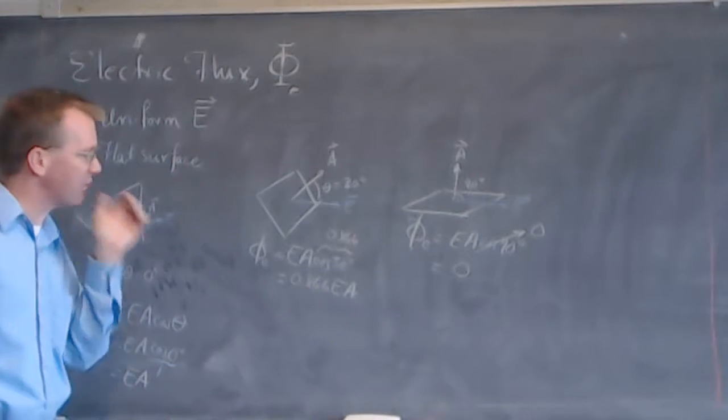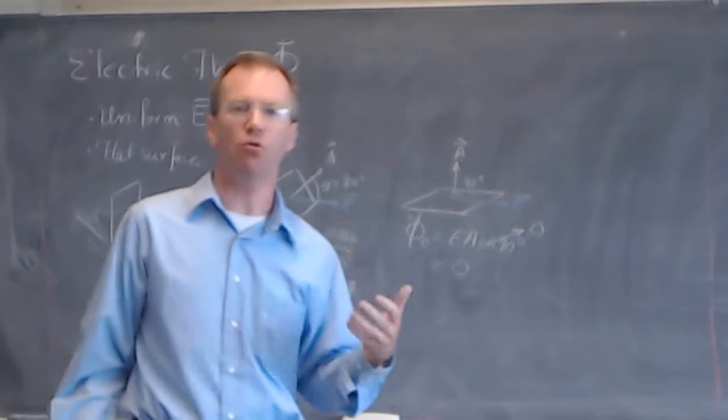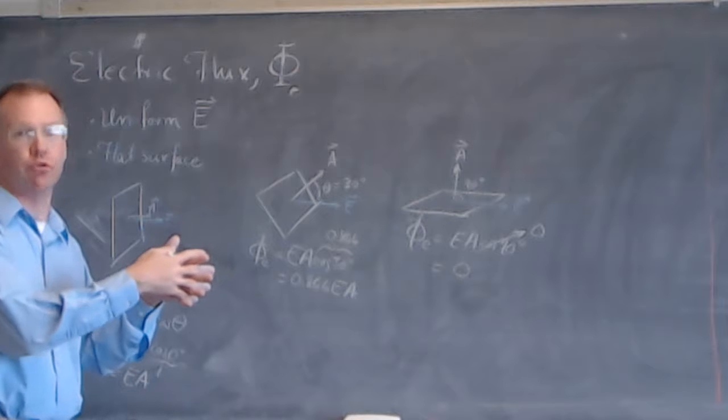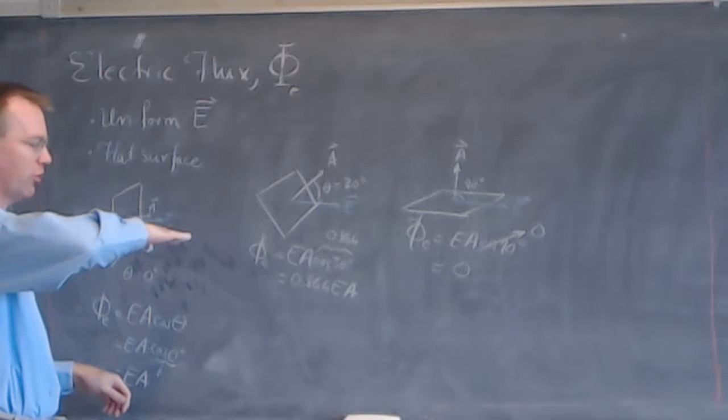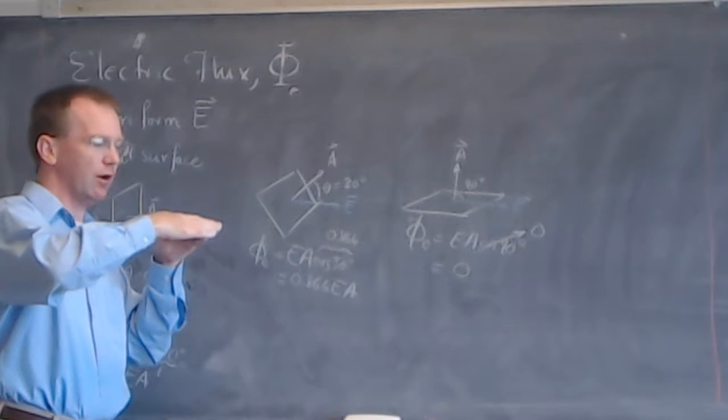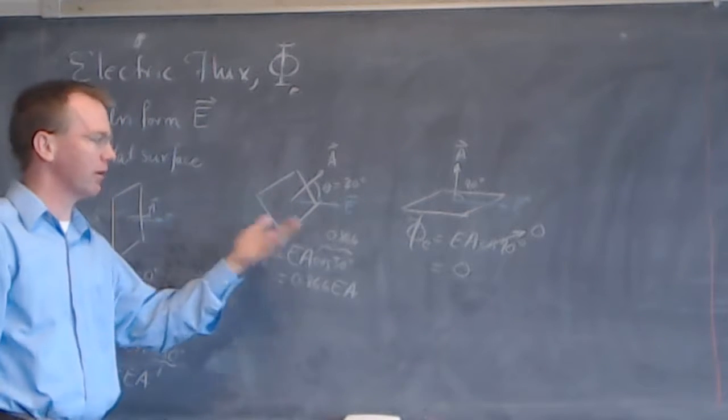So now you can see that this flux, the electric flux, is proportional to the number of electric field lines that go all the way through the surface. And if you turn the surface in some way, or if you turn the electric field in a way so that fewer of them get to go through it, then the flux goes down.